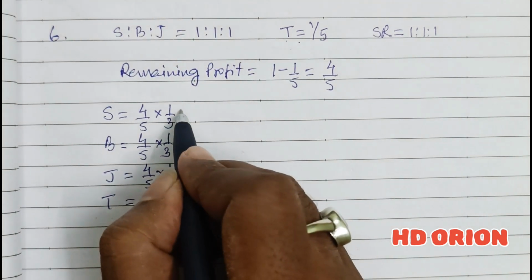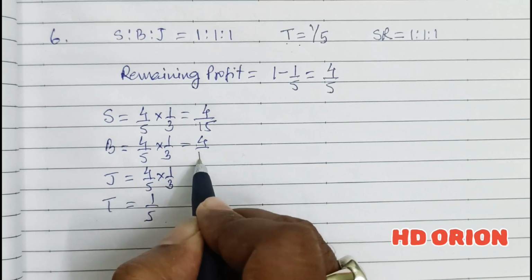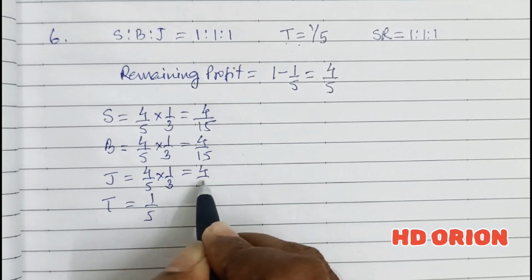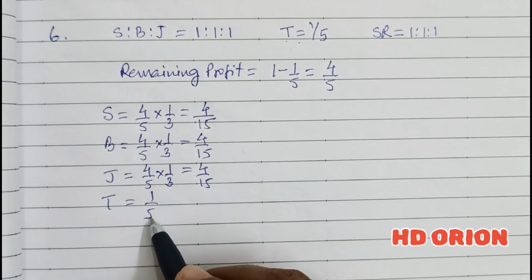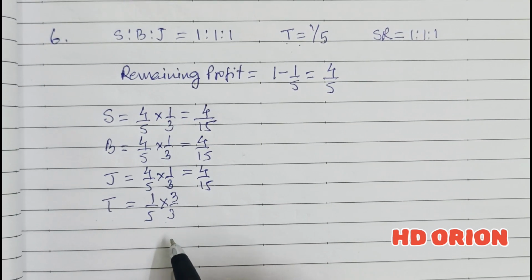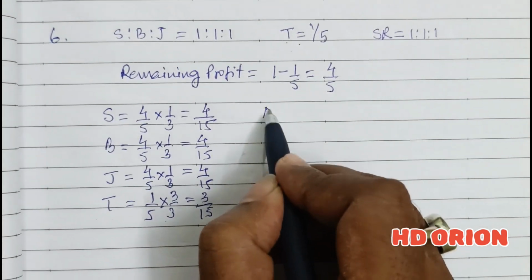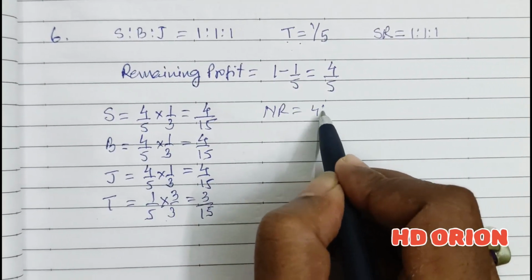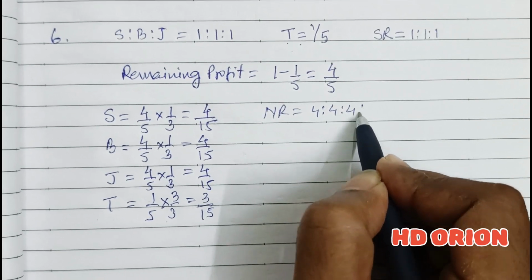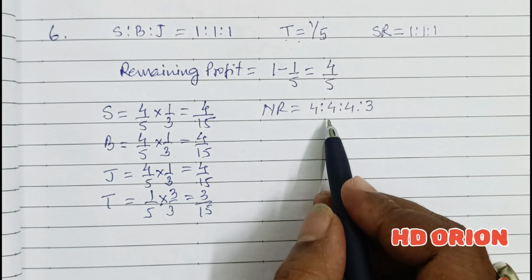Fine. Now solve this. It is 4 by 15, it is 4 by 15, and again it is 4 by 15. But here the denominator is 5, so we will multiply and divide it by 3 to make the denominator 15. And now it is 3 by 15. So the new ratio is how much? 4:4:4:3. This is the new ratio.